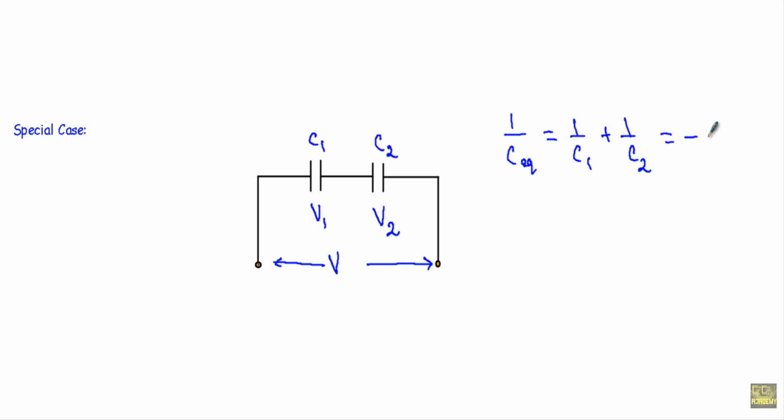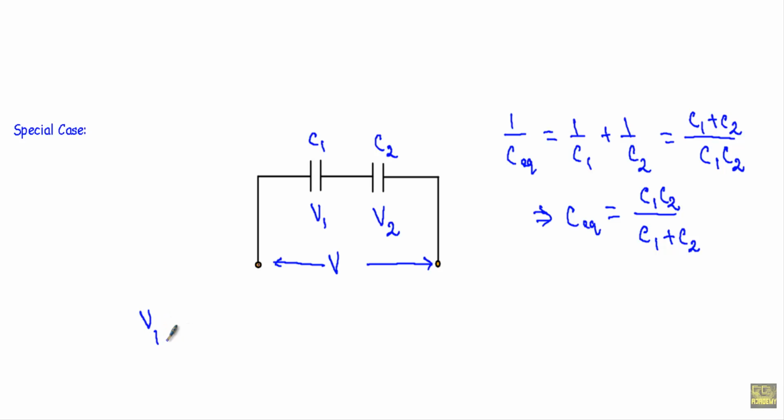Here if I write it like this, C1 into C2, I am taking the LCM, from which I can calculate our C equivalent will be equal to C1 into C2 divided by C1 plus C2. Okay, now if I want to calculate the voltage V1, I will take C equivalent divided by corresponding capacitance C1 into applied voltage.